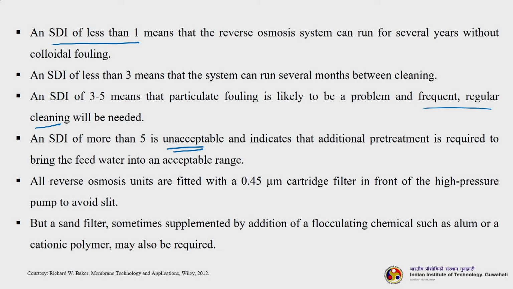So, all RO units are fitted with a 0.5 micron cartridge filter in front of the high pressure pump to avoid silt. But a sand filter, sometimes supplemented by addition of a flocculating chemical such as alum or cationic polymer, may also be required.